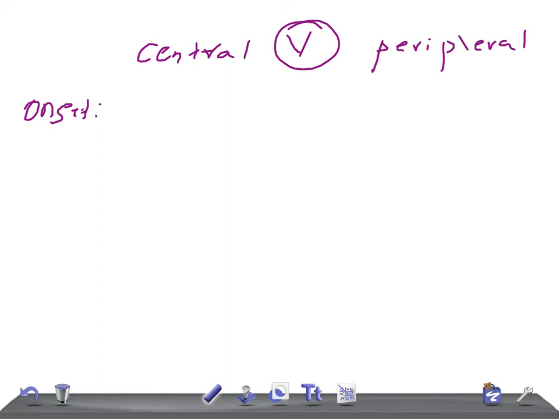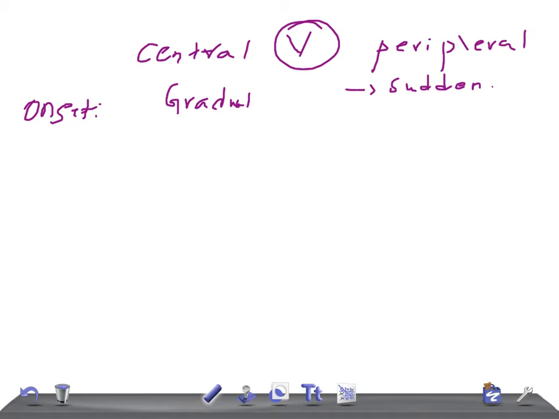Let's talk about the onset. Central vertigo is usually gradual in onset, because it can be a brain tumor or cerebellar cause. But if it's a drug toxicity or overdose, it can be acute or sudden in onset. But most of the time peripheral vertigo will be sudden in onset.